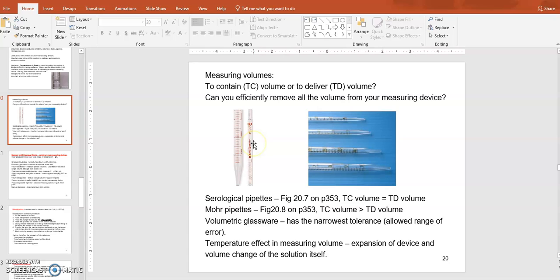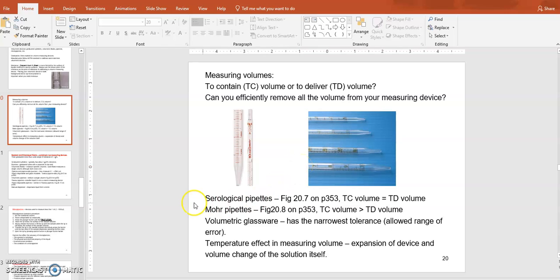And then if you're using a pipette, there are two different types of pipettes that you can use. One is called the serological pipette, and the other one is called the Mohr pipette. What's the difference? So serological pipettes, if you look at their graduation, it starts from maybe the very tip of the pipette. So that's the start of your measuring volume. Okay, but if you look at the Mohr pipette, it doesn't happen that way. So your measurement starts from there all the way up to wherever it ends.